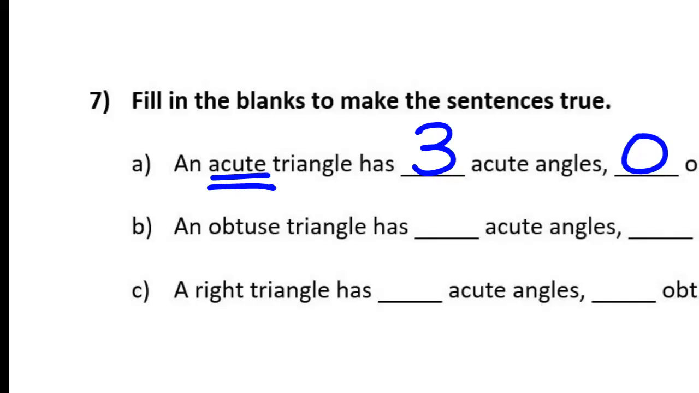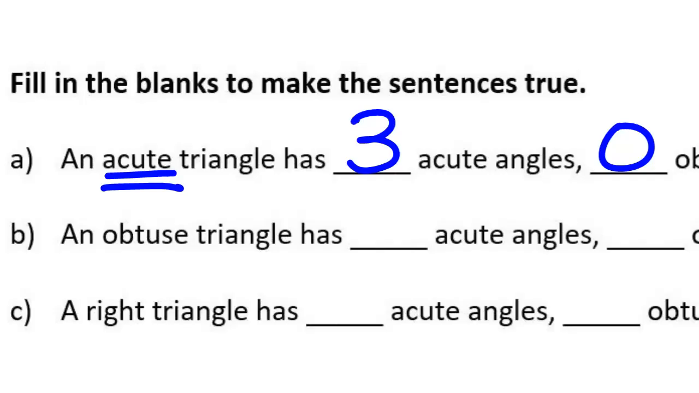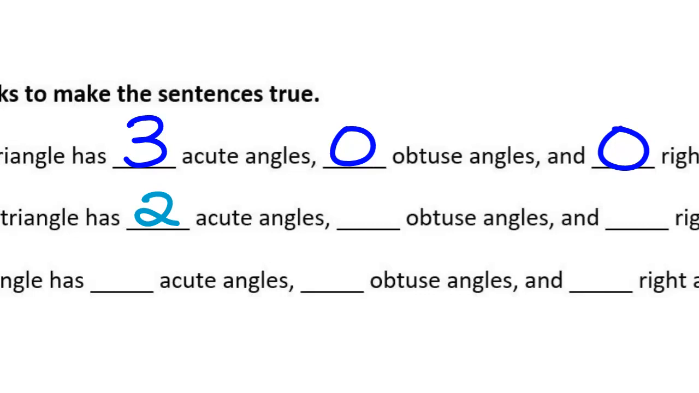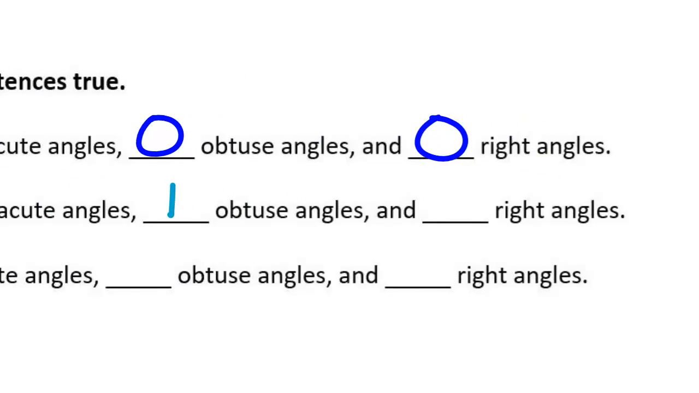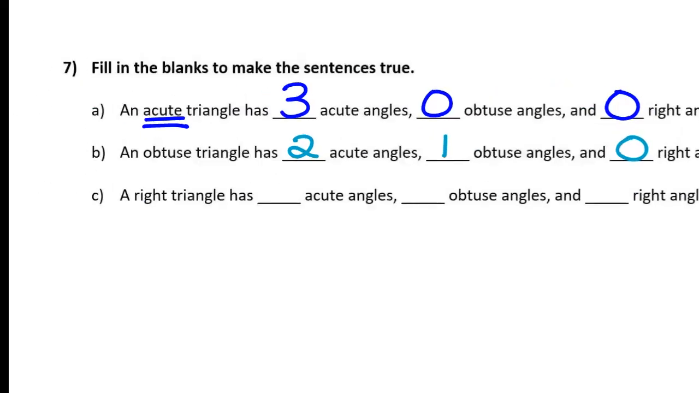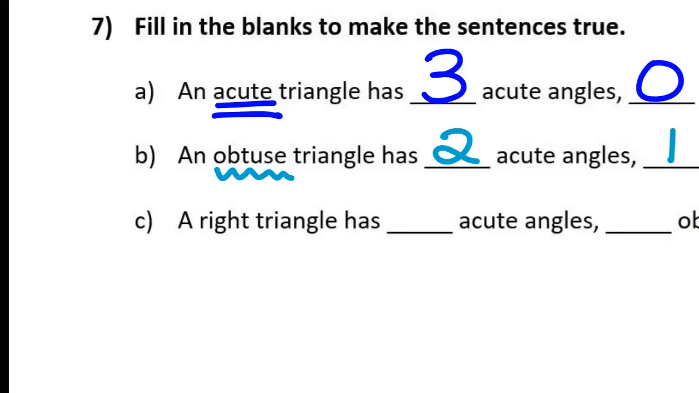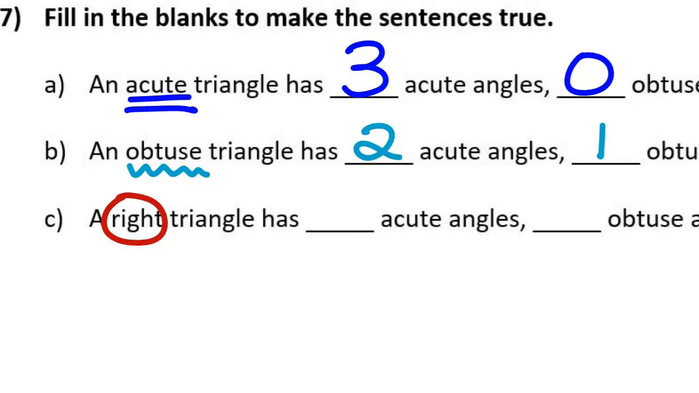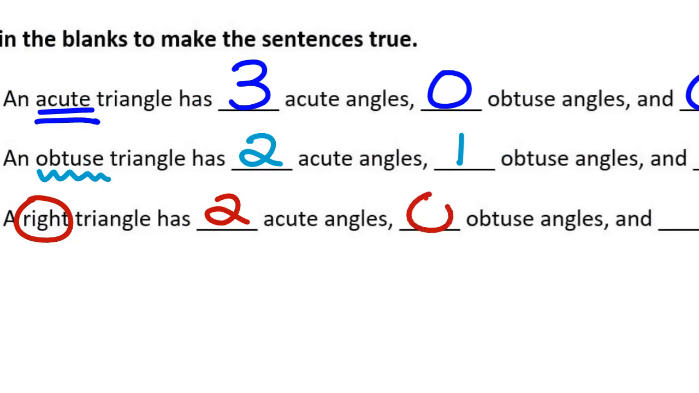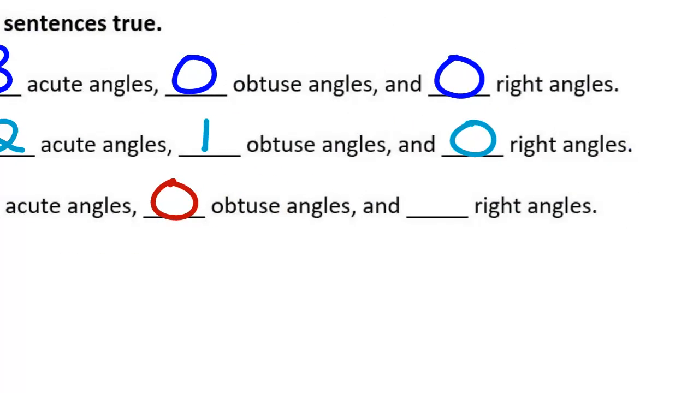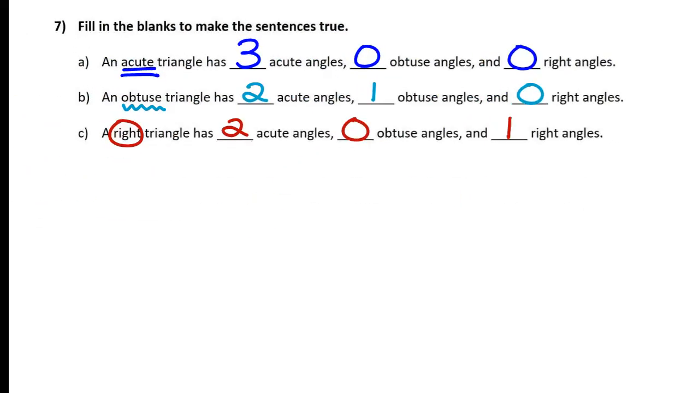An obtuse triangle has how many acute angles? 2 acute angles. How many obtuse angles? 1. And how many right angles? 0. And then a right triangle has how many acute angles? 2. How many obtuse angles? 0. And how many right angles? 1. Yes.